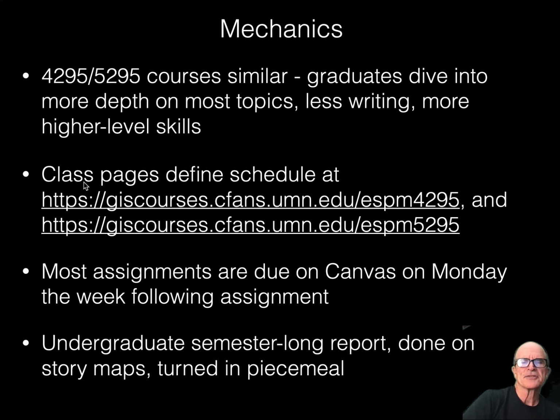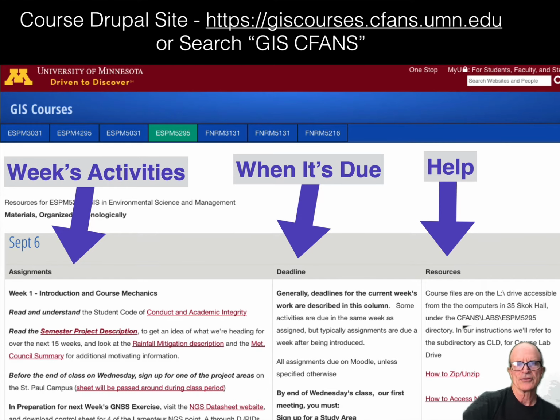Class pages define the schedule, and so they're these separate web pages we've set up. It's really too much to include in a good way inside of Canvas, so we only use Canvas really for turning things in. And the deadlines in Canvas should match the deadlines that we have listed here in these web pages. You can do a web search, if you don't remember this URL, for just CFANS GIS, and a dashboard comes up with the list of classes, and ours are listed here, the 5295 and 4295.